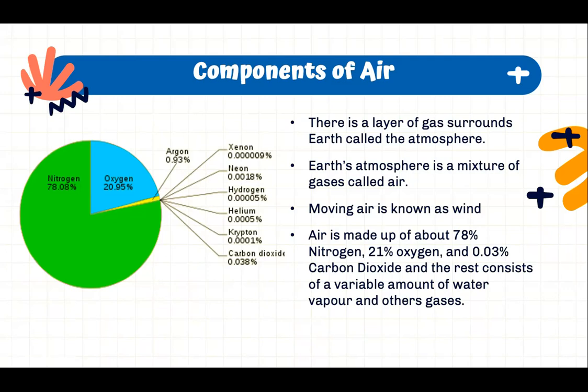The wind that we feel is known as moving air. So students, air is a big mixture made up of 78% nitrogen, 21% oxygen, 0.03% carbon dioxide, and the rest contains water vapor and other gases. So when we breathe in, the air contains this amount of different gases. Let's carry on.